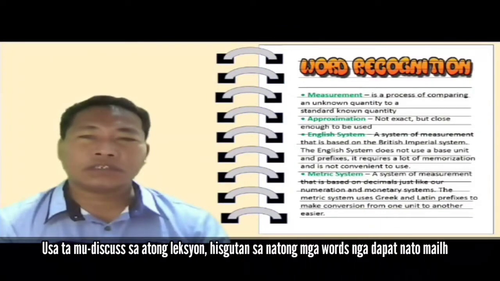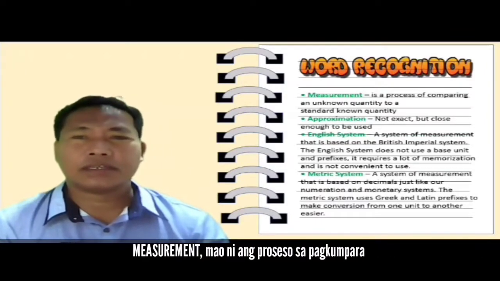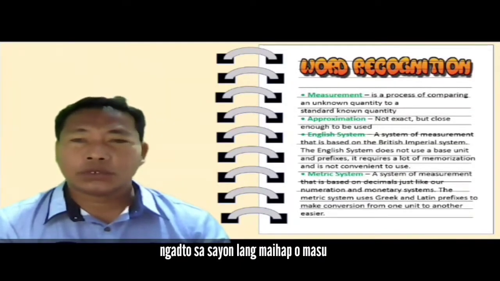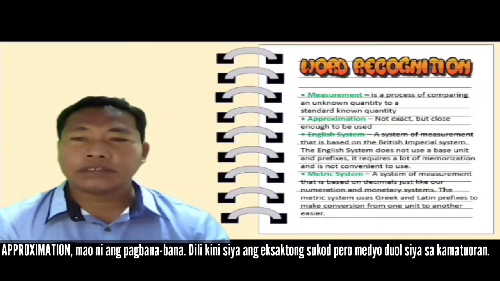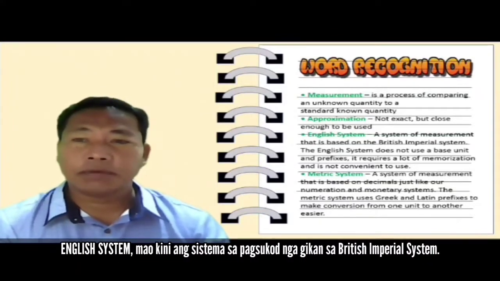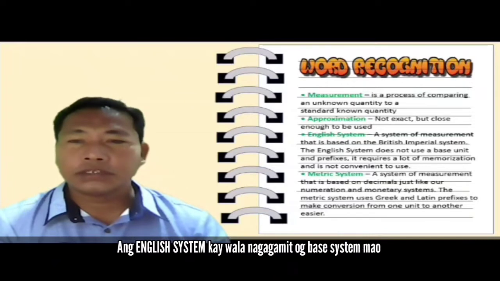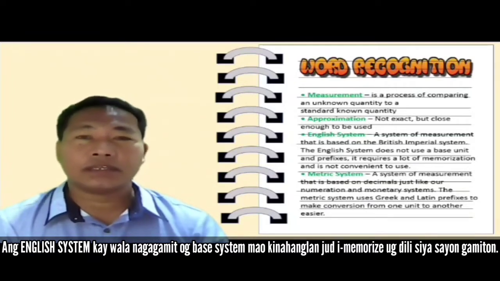We have the first words to be recognized. What is measurement? Measurement is a process of comparing an unknown quantity to a standard known quantity. What is approximation? Approximation means not exact but close enough to be used. Another is the English system, a system of measurement that is based on the British imperial system. The English system does not use a base unit and prefixes. It requires a lot of memorization and is not convenient to use.